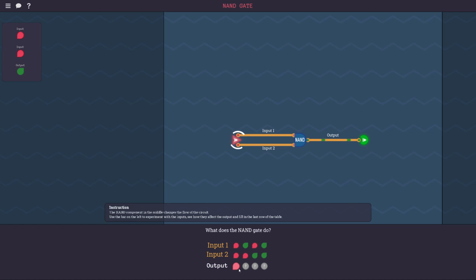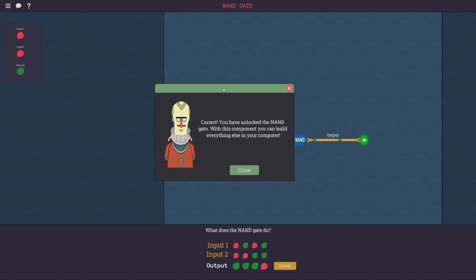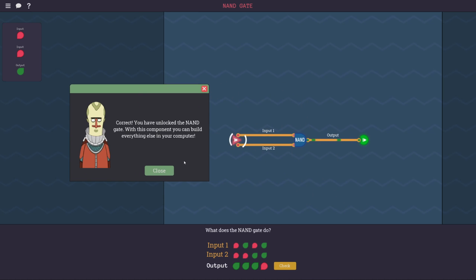So I guess it's like completing a truth table. I have to just say what happens when you toggle these different things. So if both inputs are low, or I'll say red and green for now, I suppose. If both inputs are red, the output will be green. If either one of them is red, the output will be green as well. But if both are green, then the output is red. So let's go ahead and check that. And that's correct. I have unlocked the NAND gate.